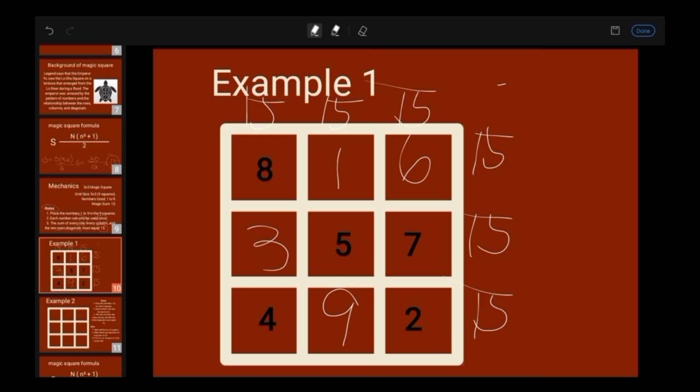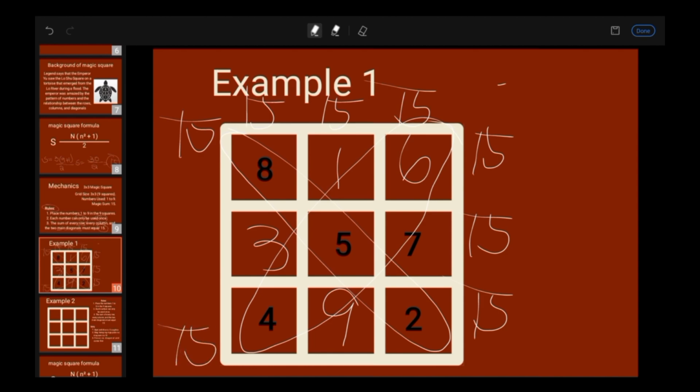Paano yung diagonal? Diba na-try natin? 8 plus 5 plus 2 is 15. Sa kabila naman. 6 plus 5 plus 4 is 15. So, meron na tayong magic square. So, easy lang, di ba?